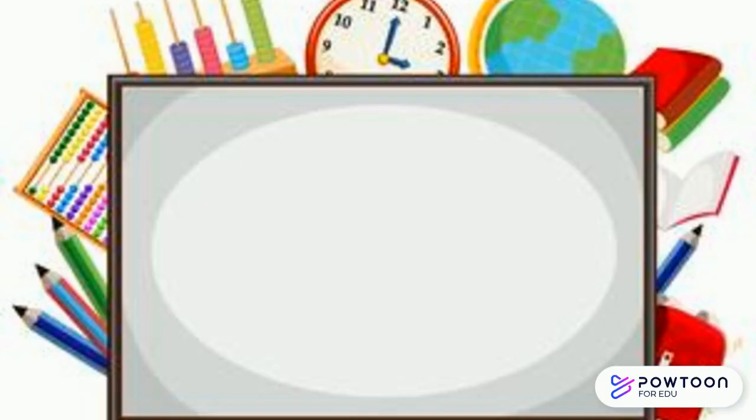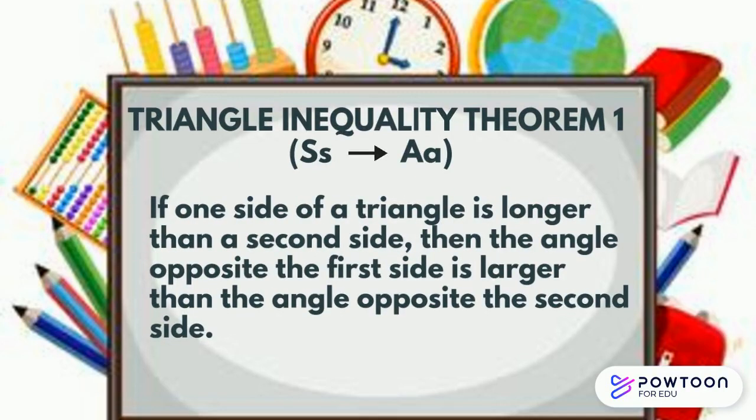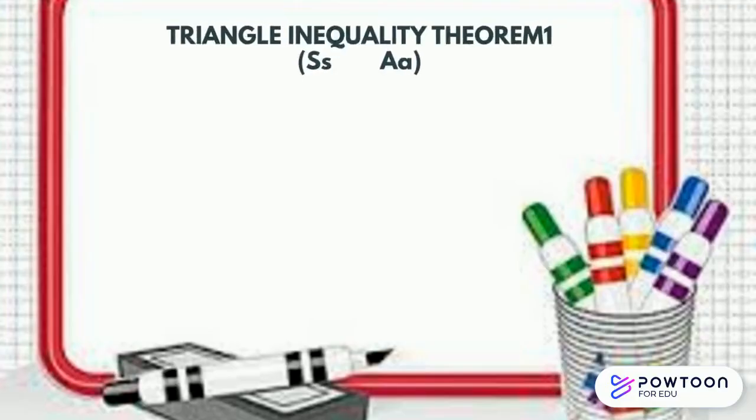Triangle inequality theorem number 1, which says, if one side of a triangle is longer than the second side, then the angle opposite the first side is larger than the angle opposite the second side. Let's apply triangle inequality theorem number 1.